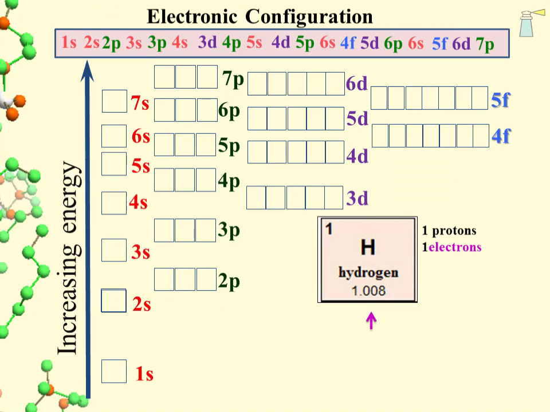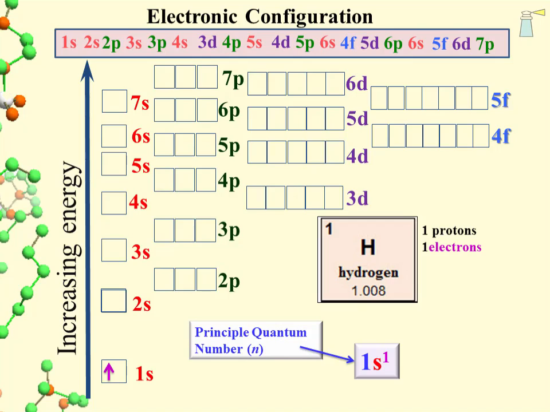Hydrogen. It has one proton and one electron. The Aufbau principle says the lone electron goes in the lowest energy orbital, the 1s. And we're done. Hydrogen has been assigned an electronic configuration. Though in addition to assigning electrons to orbitals, we want to develop a written format that demonstrates the electronic configuration. And for hydrogen, it is 1s1.